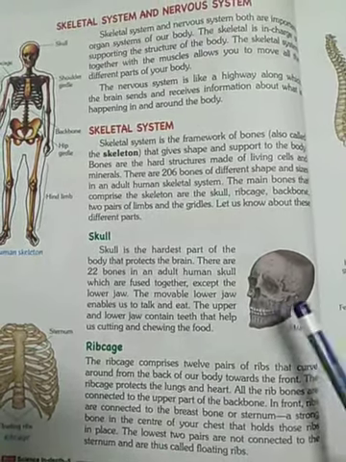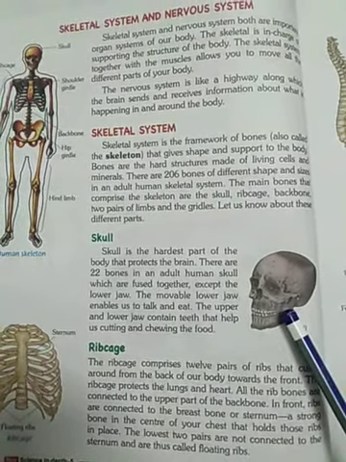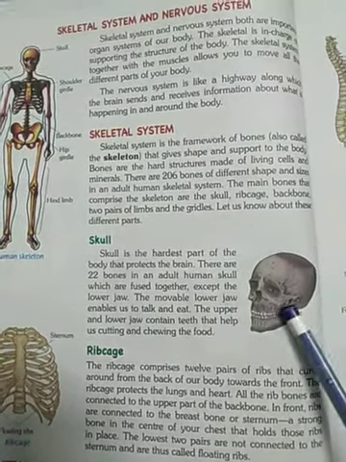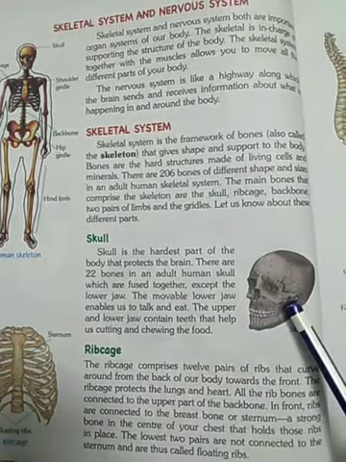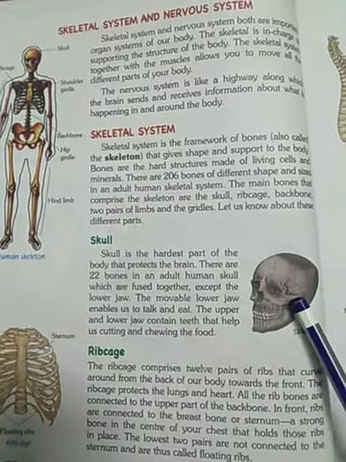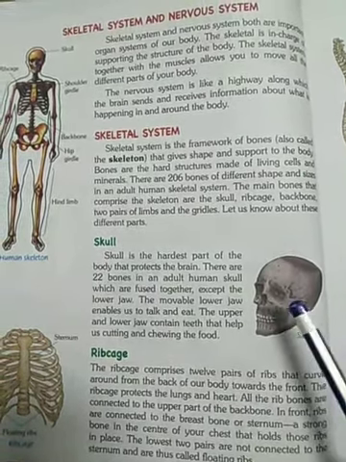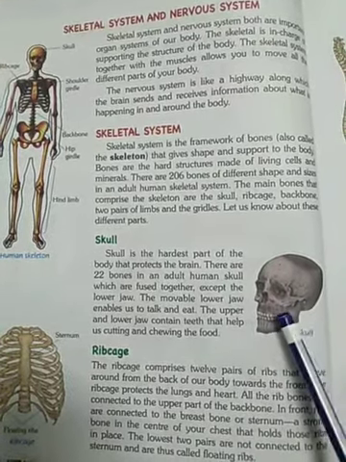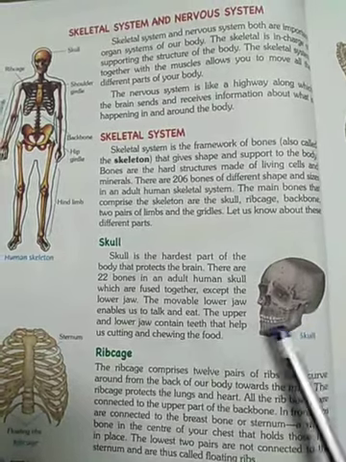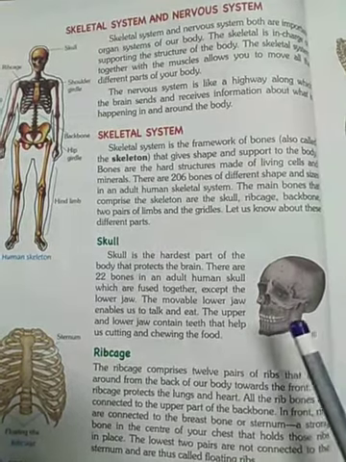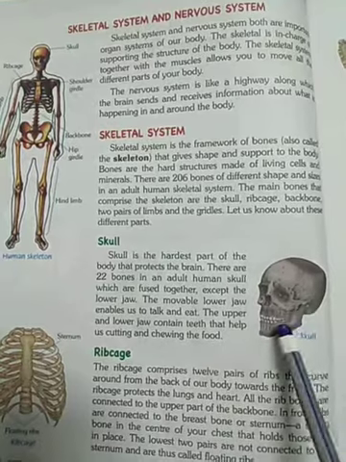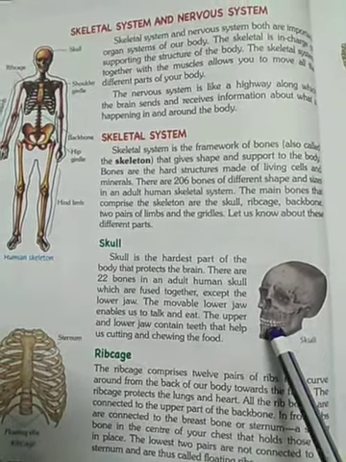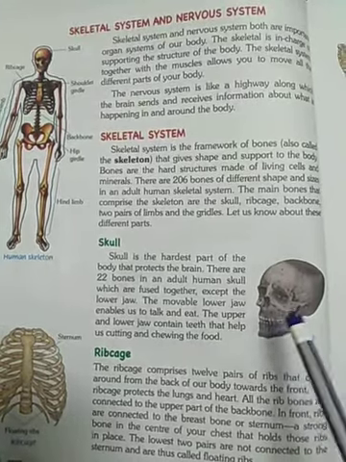The movable lower jaw enables us to talk and eat, and the upper and lower jaw contain teeth that help us in cutting and chewing the food, right? So student, that means the only flexible part in the skull is the lower jaw, right? So here the lower jaw, the bottom jaw that we have, is the most flexible and it is movable, right?